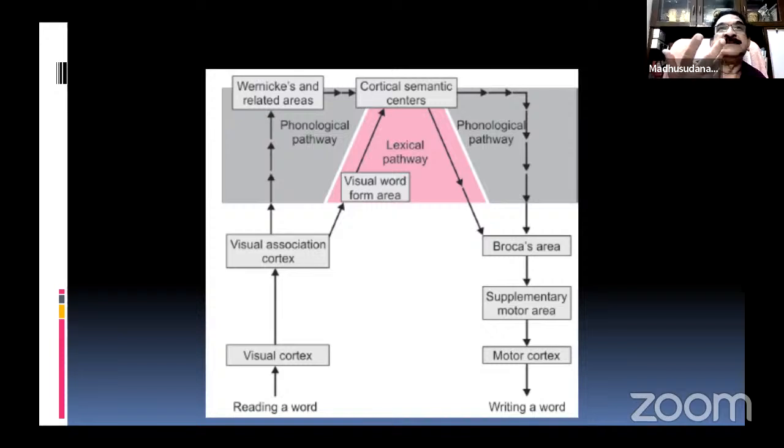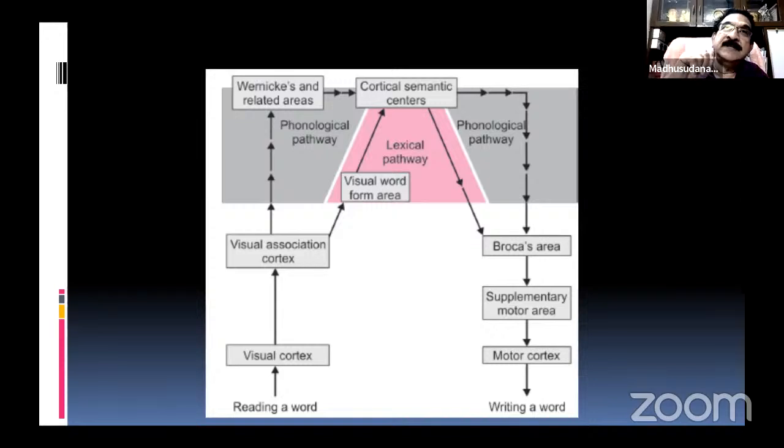Suppose you get a new name of a person. What is your name? Some other name is told. How can you read it? Only letter by letter, for example some Arabic name or some other name. So this visual word form area is your lexicon, where when you see the letters and words, they can directly access it through the visual word form area and you read fast.